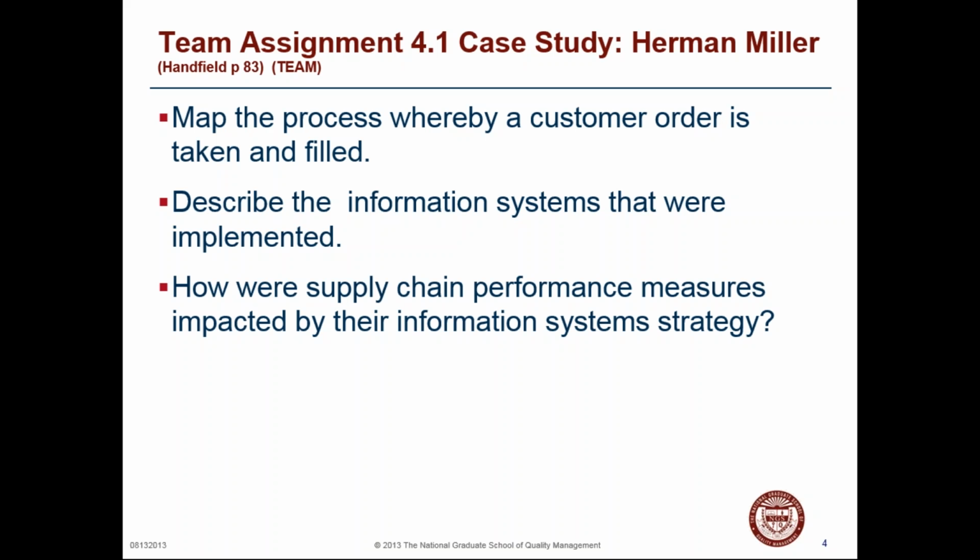We've talked a lot about technology and supply chain here, and we're going to ask you to map the process whereby a customer order is taken and then filled, describe the information systems that were implemented, and then explain how supply chain performance measures were impacted by their information system strategy. Just to give you a hint, nearly 99% on-time deliveries, which is pretty good in any supply chain.